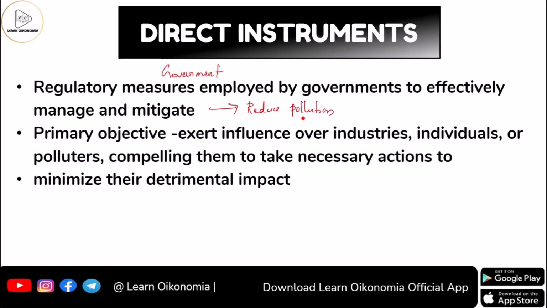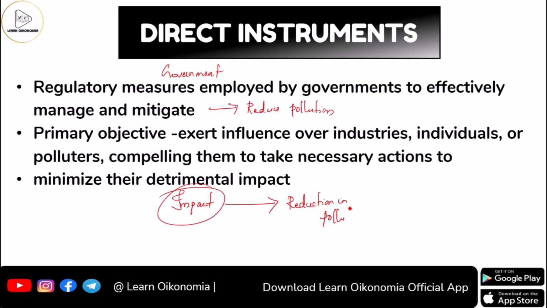So what are the measures taken by the government here? The main motive of the government is to put an influence over industries or individuals or other forms of polluters, so that this would be compelling the entities to reduce pollution caused by them. What the government does here is go for some necessary actions so as to have a major impact, and the impact here would be a reduction in pollution.